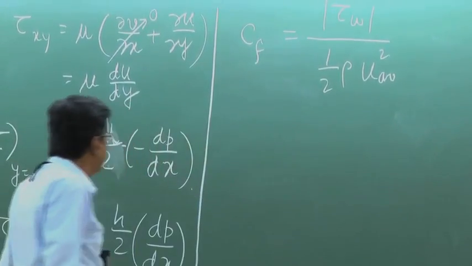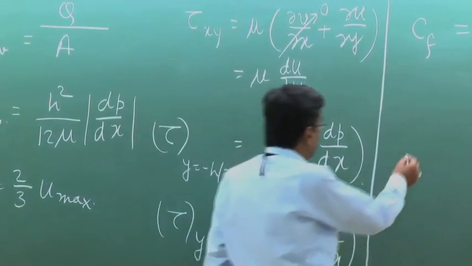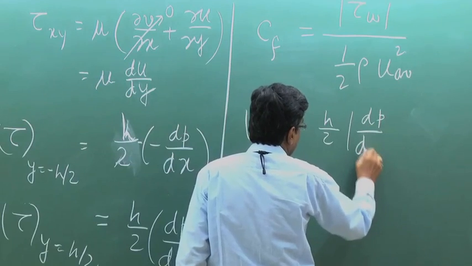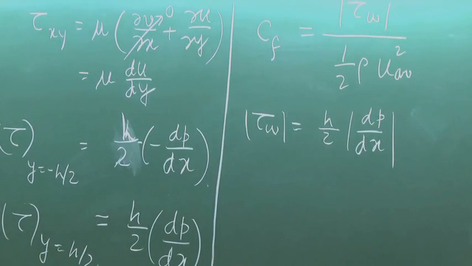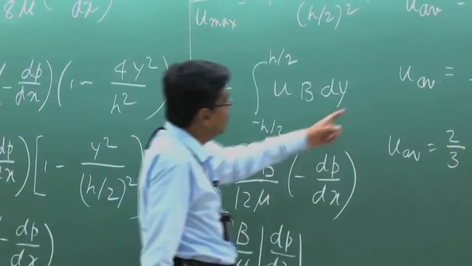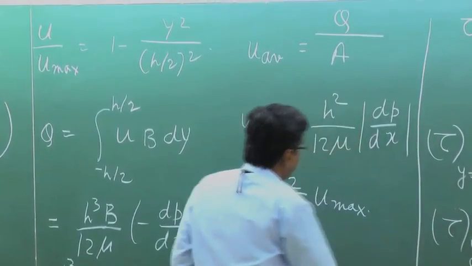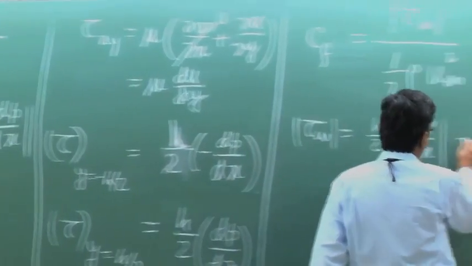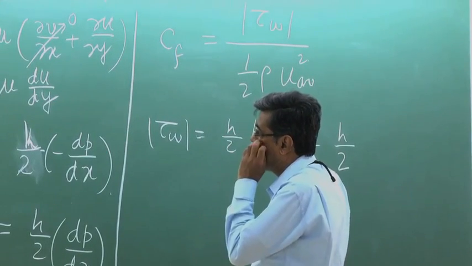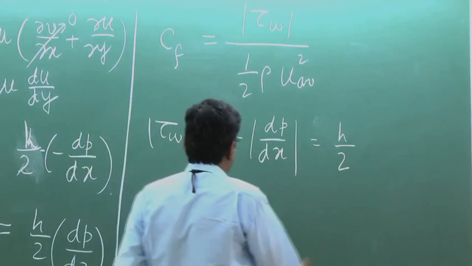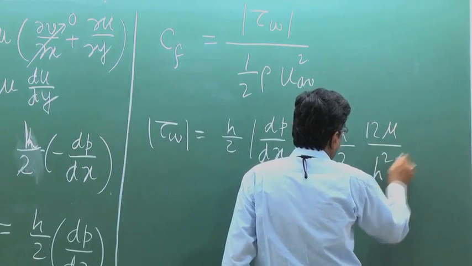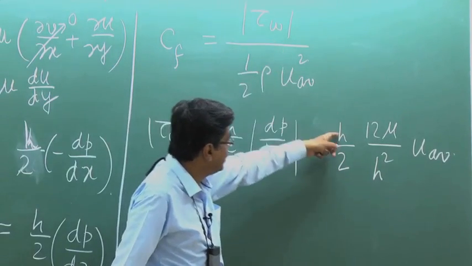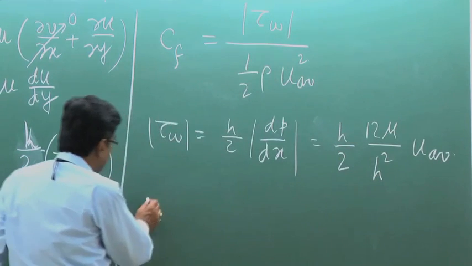Now if we find out this one, then you get tau w is equal to h by 2 dp dx. Now if you substitute the mod dp dx from the average velocity, then you get 12 mu average velocity. It is equal to h by 2 into dp dx, that means 12 mu by h square into U average. If you substitute this, H will cancel.